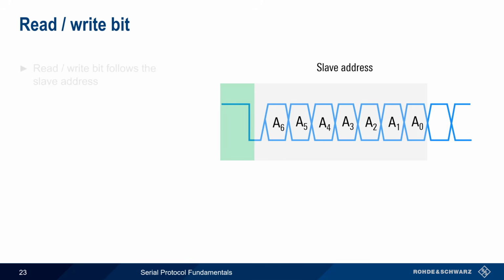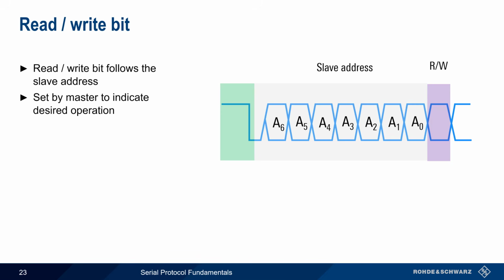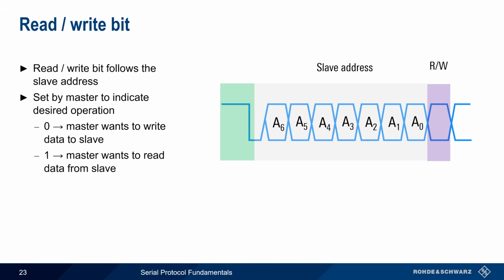Immediately following the slave address is the read-write bit. This bit is set by the master to indicate if it wants to perform a read or write operation. If it's set to 0, this means the master wants to write data to the slave, and if set to 1, it indicates the master wants to read data from the slave. Recall that the standard slave address in I2C is 7 bits long, and in many cases the read-write bit is decoded or interpreted as part of the address byte.